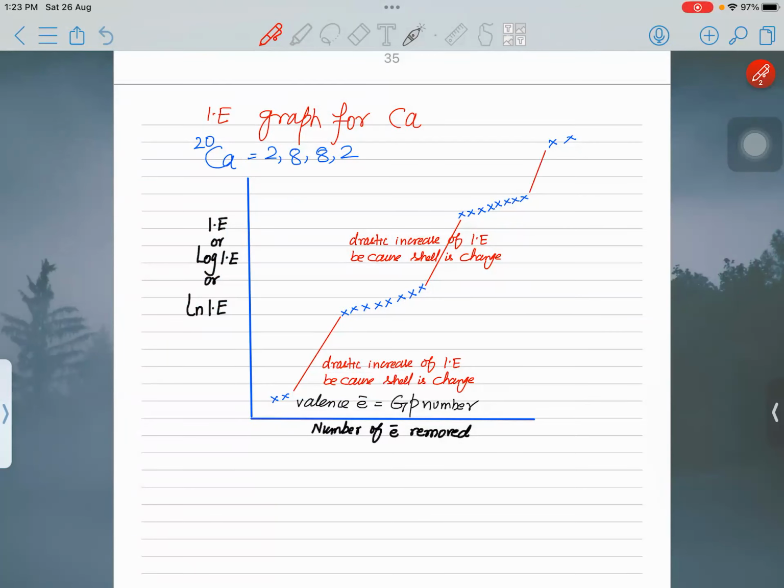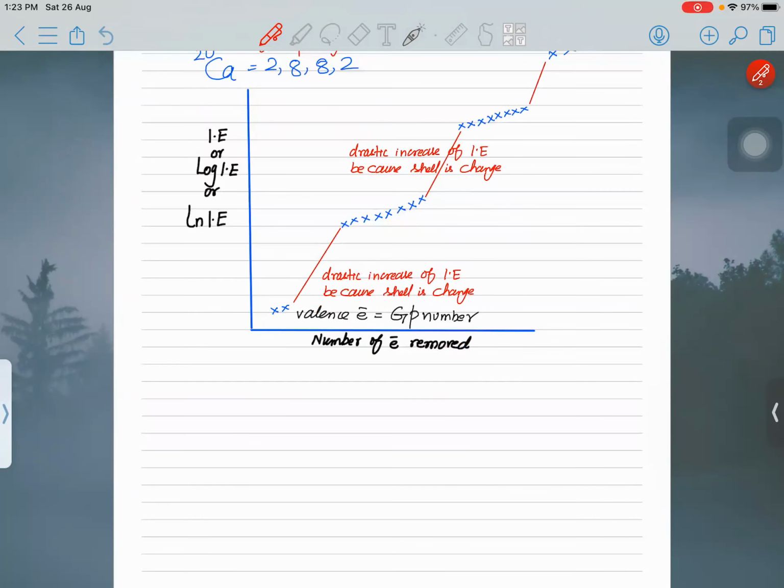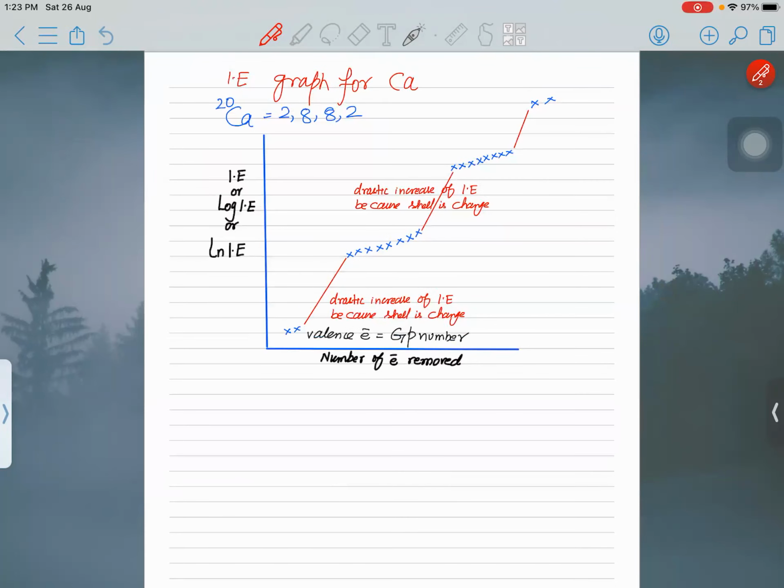Now, can anyone tell me the group number of calcium from the graph? 2. Why 2? Because it has 2 valence electrons. Very good. Now tell me the period or shell number. Four. So you have 3 big jumps plus 1, which is 4.